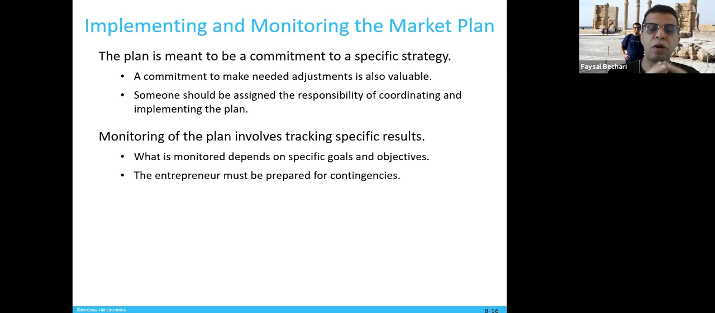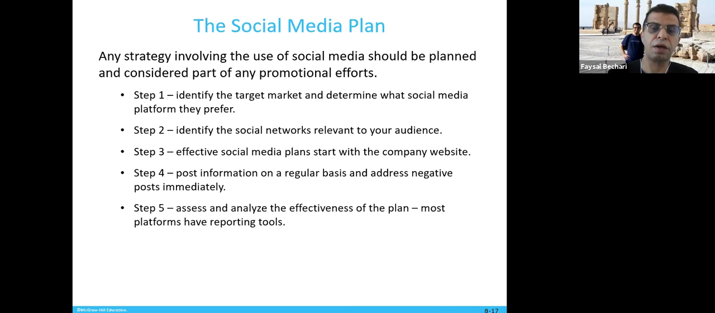Then monitoring of the plan involves tracking a specific result. What is monitored depends on the specific goals and objectives, and the entrepreneur must be prepared for contingencies. Now, where most of us are going to target is the social media plan, because its price is less than a regular marketing plan, and it's under our hand, and we can really do our job there.